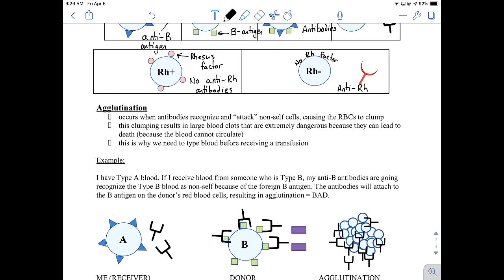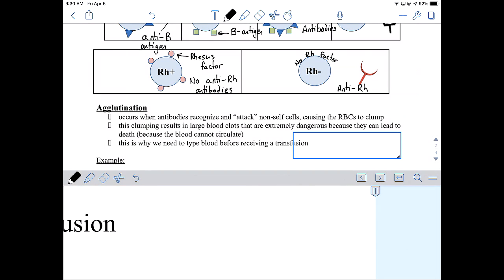agglutination. So this is what happens. Agglutination is when the antibodies recognize and attack non-self cells, so invader cells. This causes the red blood cells to clump. This clumping results in large blood clots that are extremely dangerous because they can lead to death because the blood can't circulate. This is why we need to type before a transfusion. And I just made a little note from one of the videos we just watched. Some of the things that can happen.